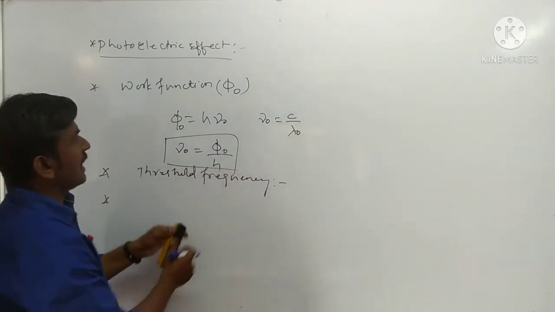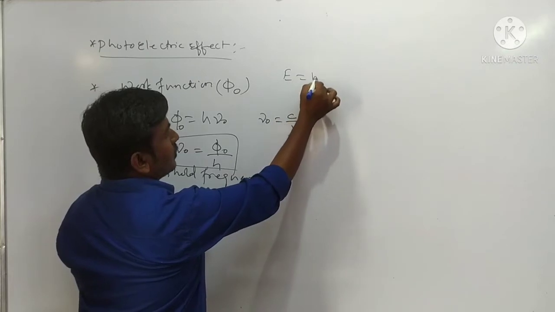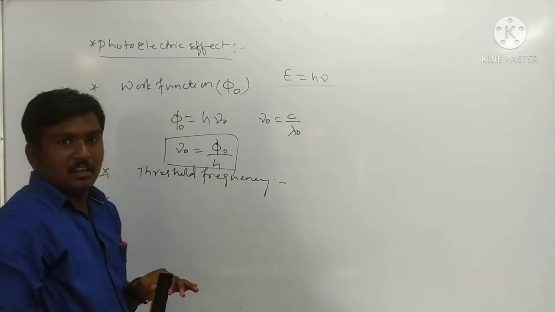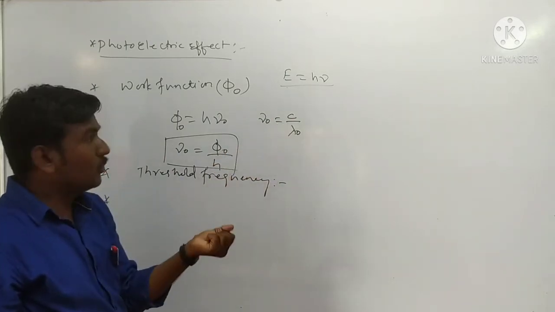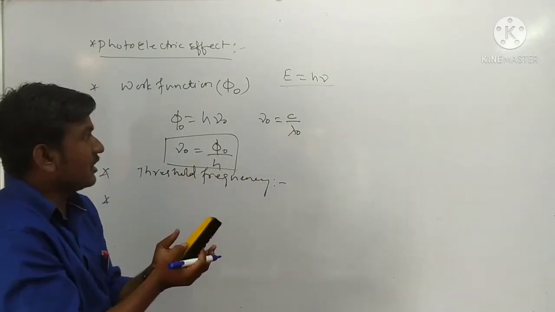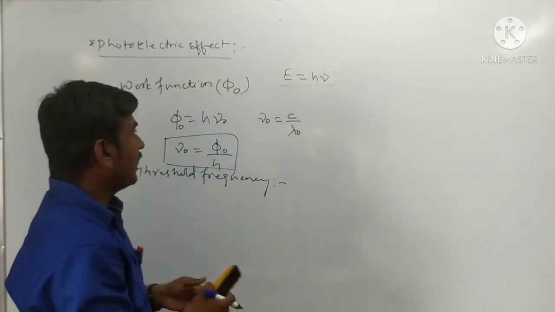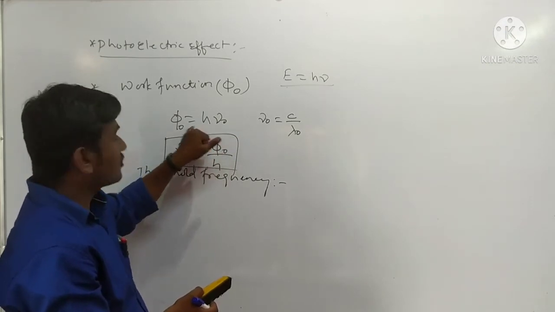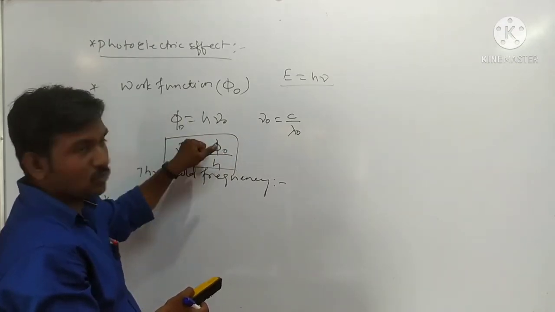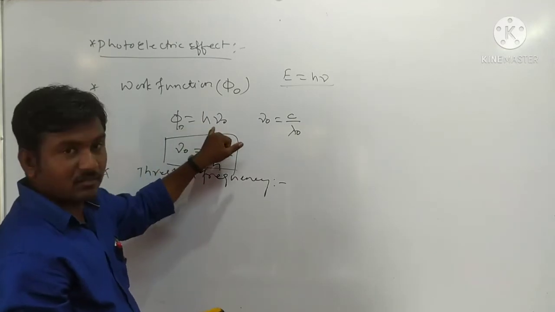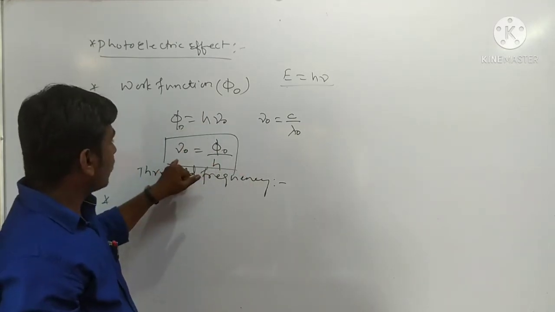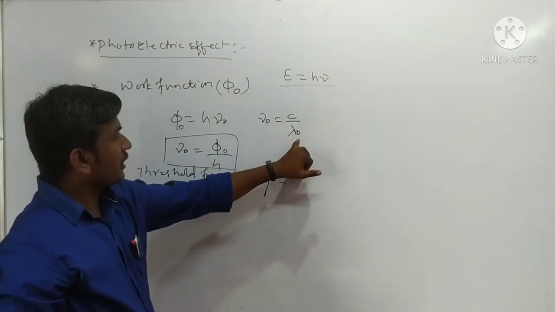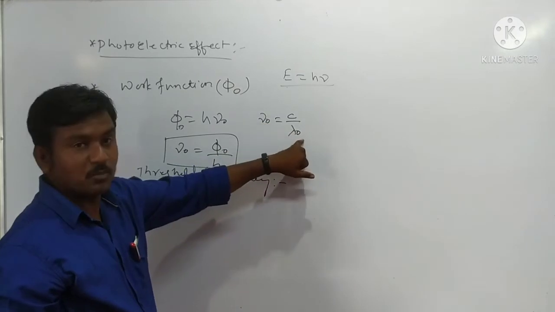We can replace it like this: energy E equals h nu. The amount of energy we supply is absorbed by the electron, and that is called the work function. So h nu naught is also a type of energy which has to emit the electron. That is called the work function, h nu naught. So h nu naught equals c divided by lambda naught. What does c divided by lambda naught mean? Corresponding frequency, corresponding wavelength.